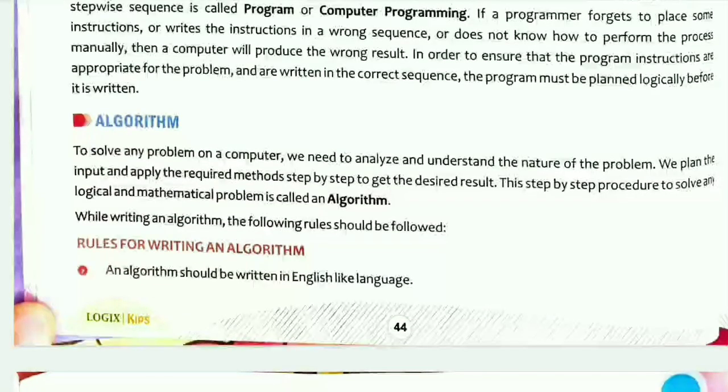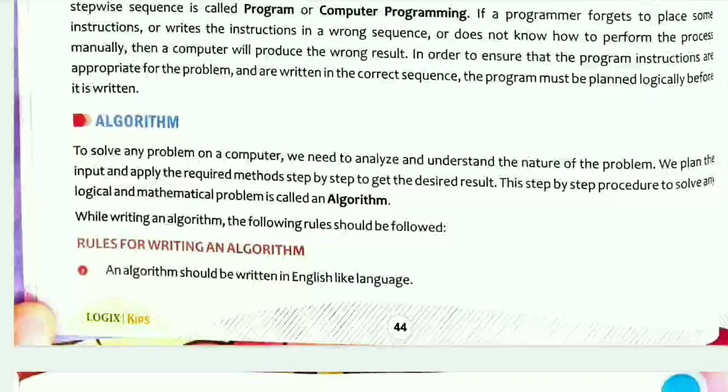So what is algorithm? To solve any problem on a computer, we need to analyze and understand the nature of the problem. We plan the input and apply the required method step by step to get the desired result. This step-by-step procedure to solve any logical and mathematical problem is called an algo. So, algo is a step-by-step procedure to solve any problem.